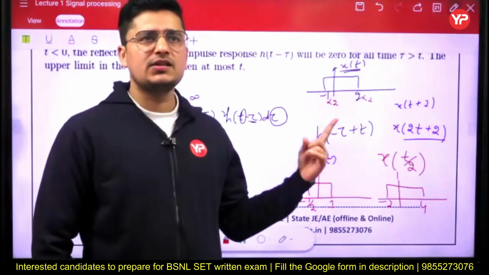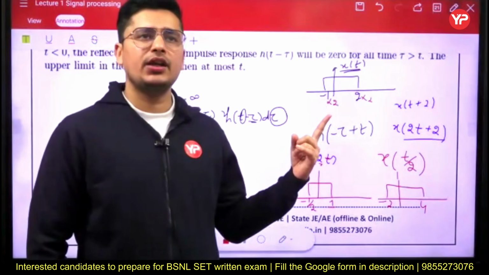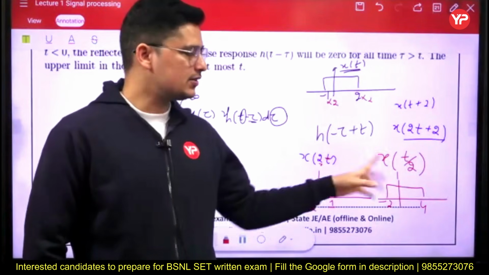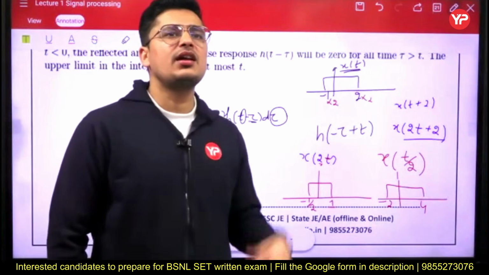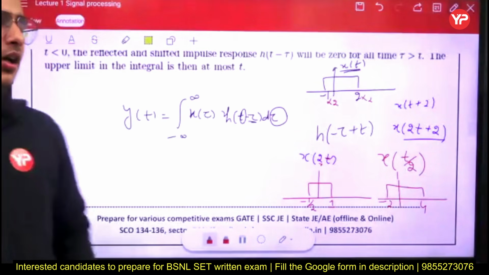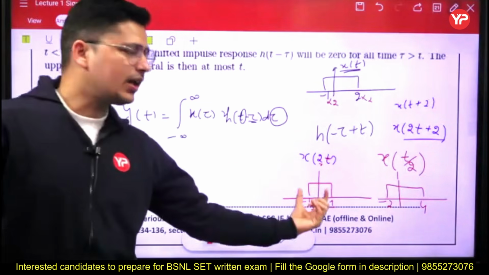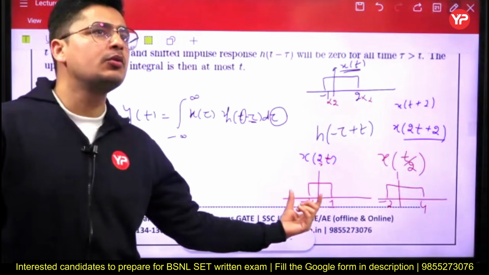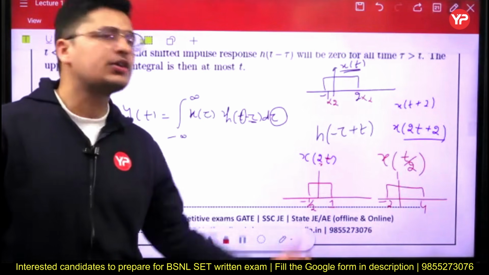So basically yesterday I already discussed shifting, and today I discussed scaling. Any doubt in this scaling concept? Scaling is again of two types, compression and expansion. When you do 2t, it means you are compressing the signal. You are reducing the width of that signal.